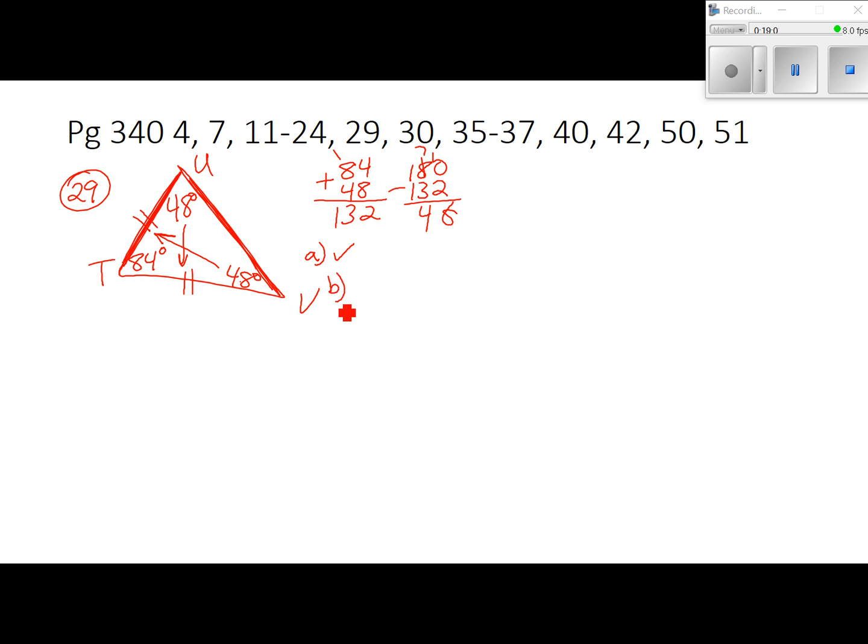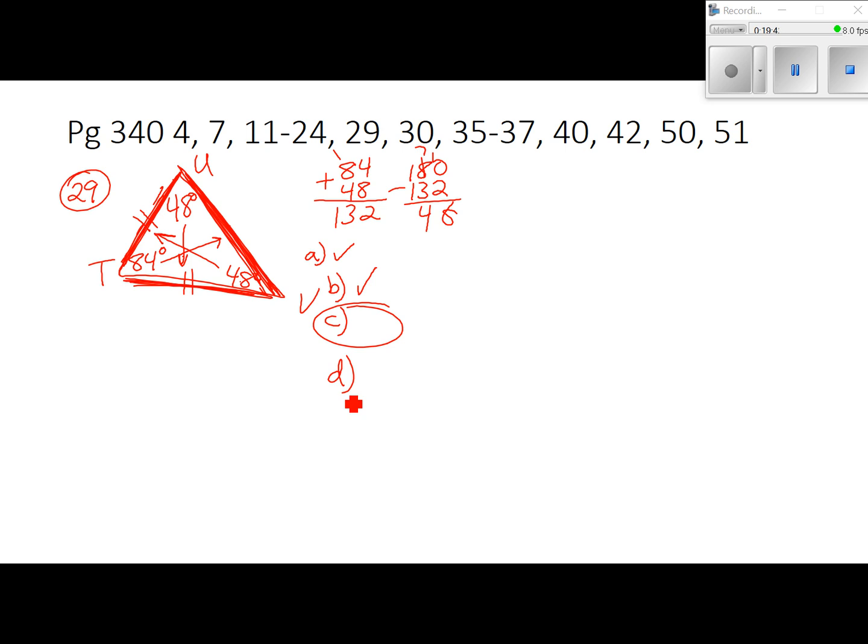B, UV plus TV is greater than TU. UV plus TV has to be greater than this third side. Well, that has to work for every triangle. Any two sides have to add up to be more than the third side, so that one checks. Next one says UV is less than TV. Well, UV is across from the 84-degree angle, which should be the biggest side, so it can't be less than. So this is probably going to be our answer.